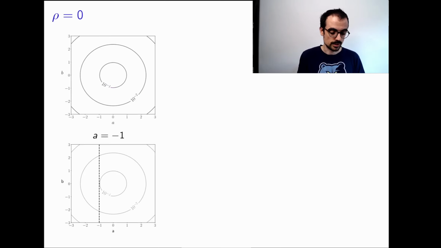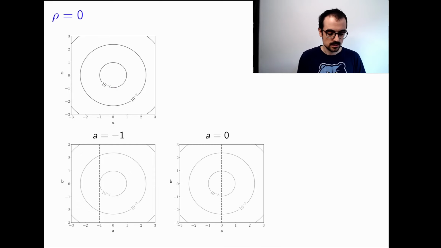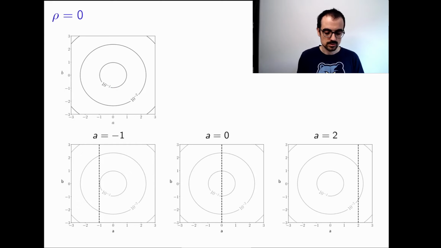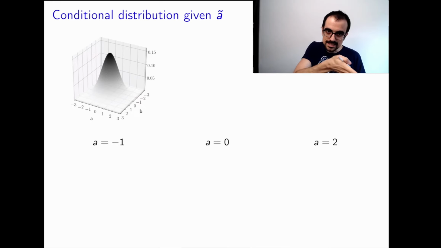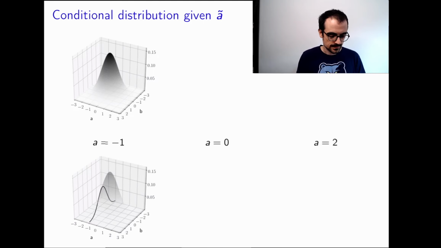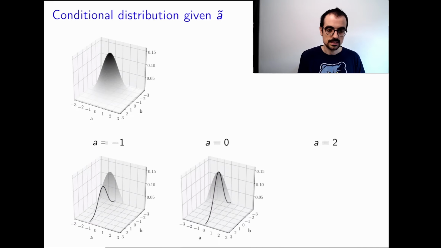We can ask ourselves what happens with these conditional distributions if we start slicing the joint PDF. Okay, so we could slice it at a equals minus 1, a equals 0, a equals 2, and we can take a look at these conditional distributions and see how they look. Just to be very clear about what we're doing, the joint PDF would come up here, and now we would take slices to see what the values are at minus 1, 0, and 2.